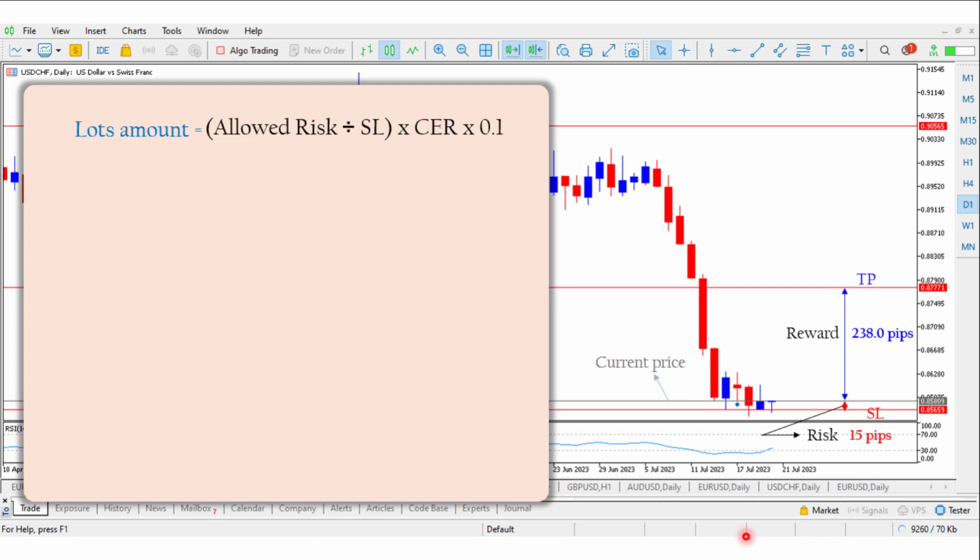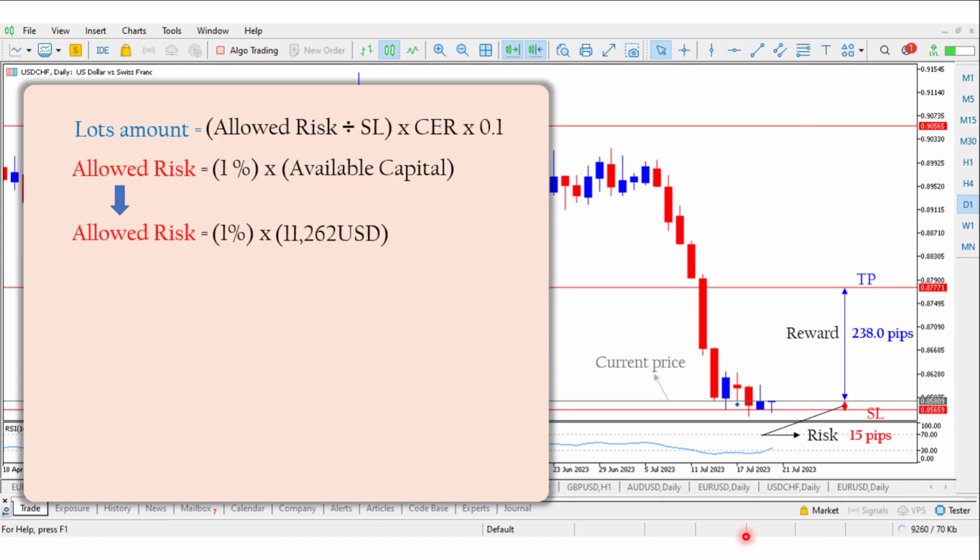Now let's calculate my risk amount and trade volume for placing this order. Allowed risk is equal to 1% of available capital. You already know about these two formulas. I will first determine my allowed risk. My allowed risk is equal to 1% of my available capital, which is $11,262. So my allowed risk will be $113. It means that for this capital, if I risk 1%, I'm only allowed to risk $113. According to this risk, I will determine my lots amount.